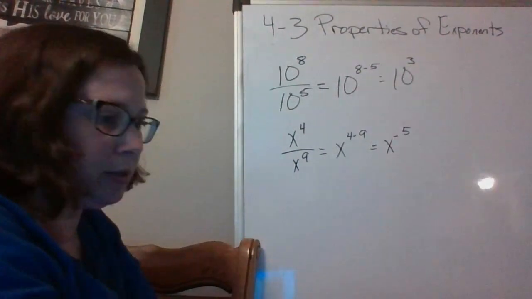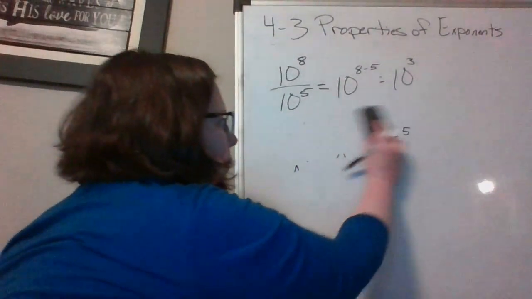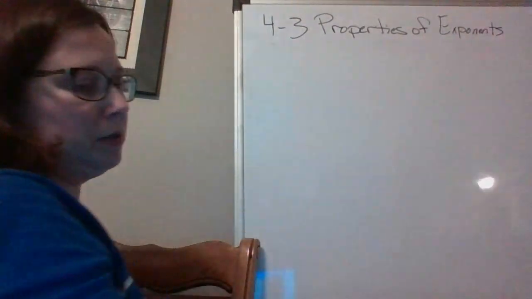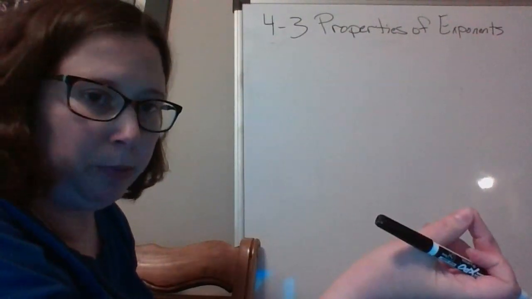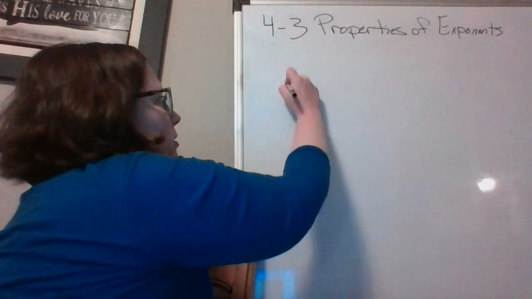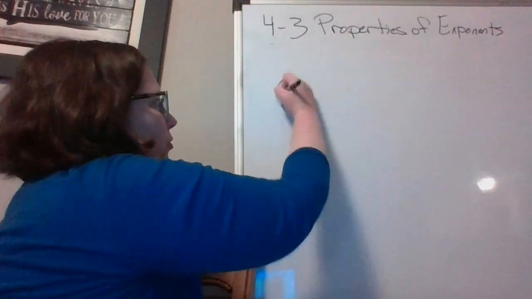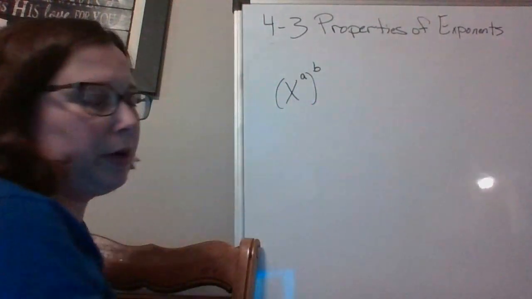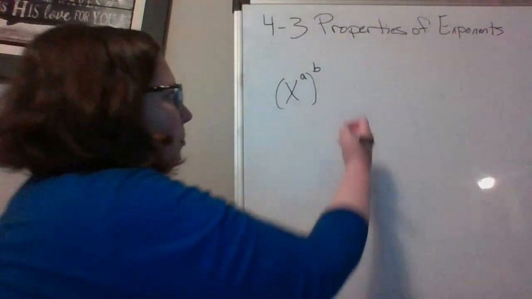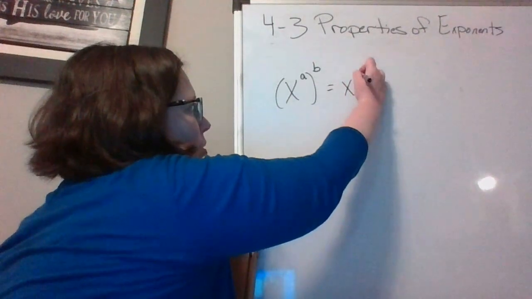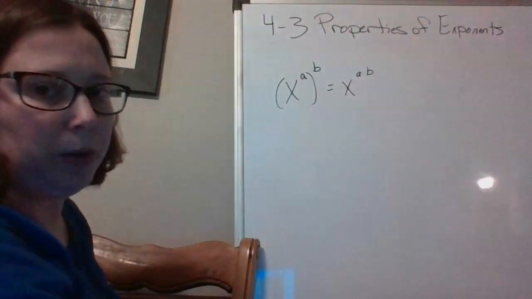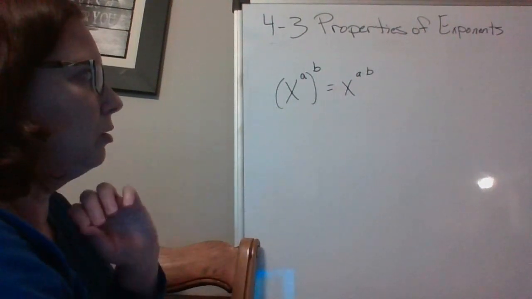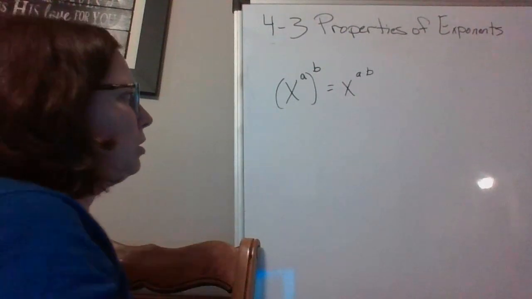The next rule that we're going to talk about, and we did not talk about this one last year, so this is new. This is when you take a power to another power, and what that means is we have x to the, say, a power, and we're going to take that whole thing to the power of b. What you do here is multiply your two exponents. So when you multiply those two exponents, it will give you a more simplified answer.